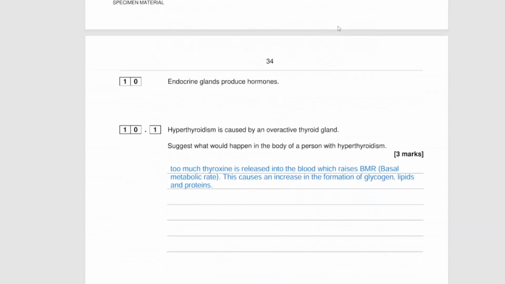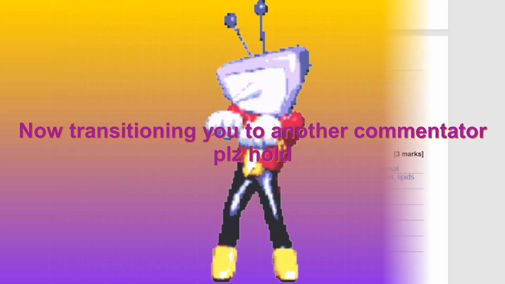Moving on to question 10. Endocrine glands produce hormones. Hyperthyroidism is caused by an overactive thyroid gland. Suggest what would happen in the body of a person with hyperthyroidism. And this is the fact that too much thyroxine is released into the blood, which raises the BMR, also known as the basal metabolic rate, which causes an increase in the formation of glycogen, lipids, and proteins.